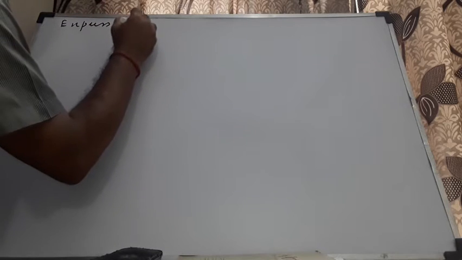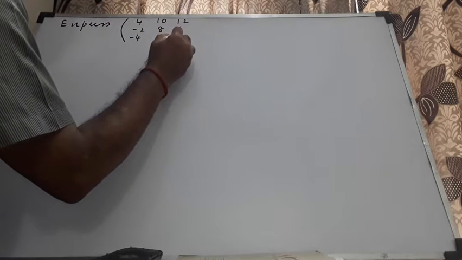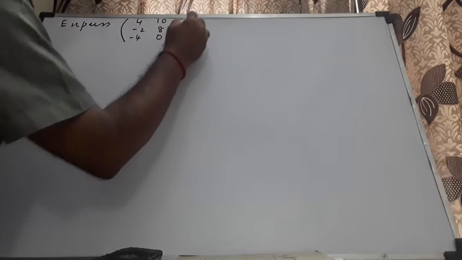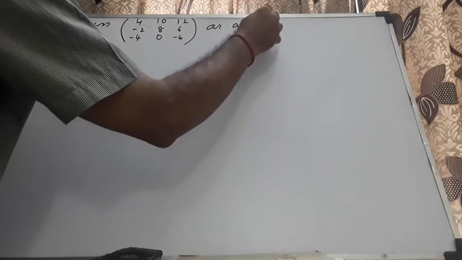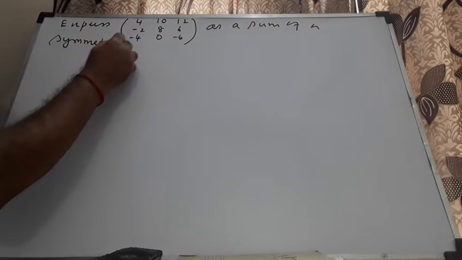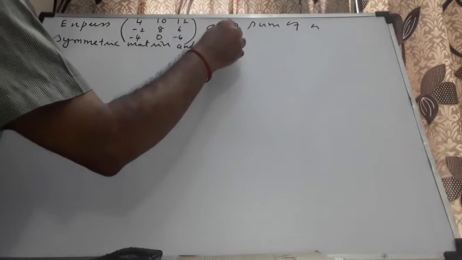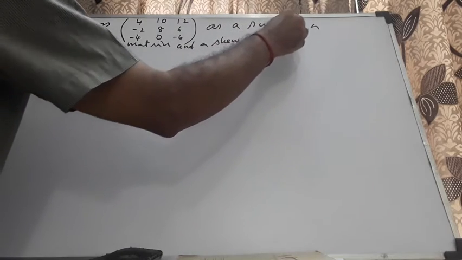Now express the matrix 4, 10, 12, minus 2, 8, 6, minus 4, 0, minus 6, as a sum of a symmetric matrix and a skew symmetric matrix.